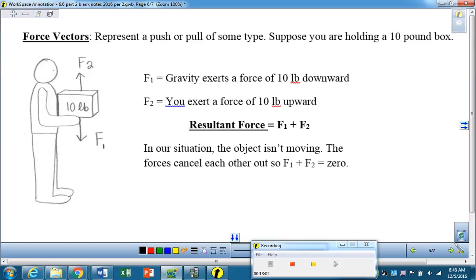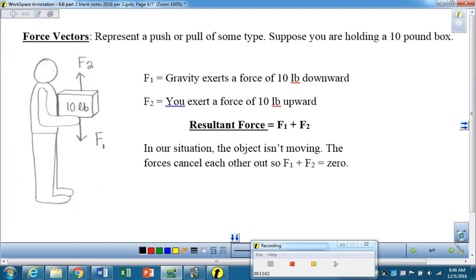If you look at this diagram here off to the side, there are two forces acting on this box. We can call force 1 the force that gravity is exerting. So gravity exerts a force of 10 pounds downwards. Notice how there's a direction being shown. Force 1 is an example of a vector. Force 2 would be the force that you are exerting to hold up this box. So you're exerting a force of 10 pounds upwards.